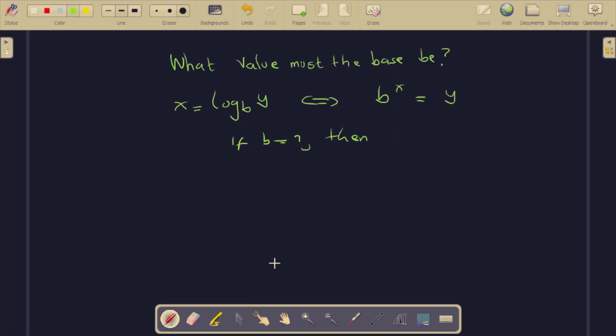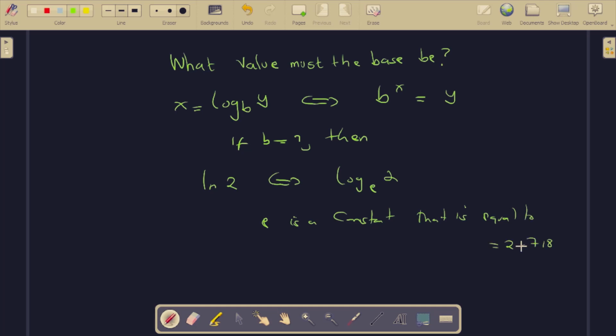Now, if you guys are lost, let's look at the natural log of 2, for example. What is the natural log of 2? Well, this is equivalent to saying we are taking the logarithm to the base e of 2. Now, what is e? e is a constant which is approximately equal to 2.718. Of course, this is taken to 4 significant figures. So the base can be a decimal point positive real number.